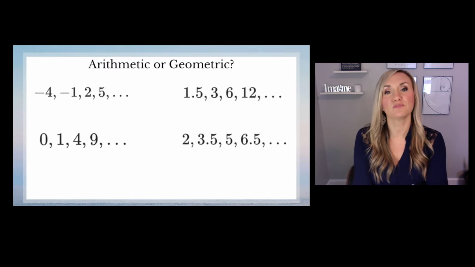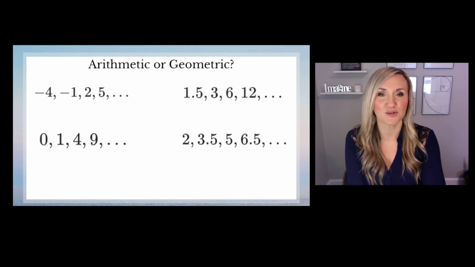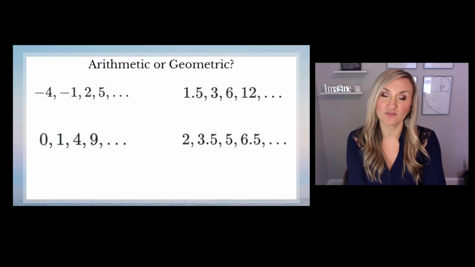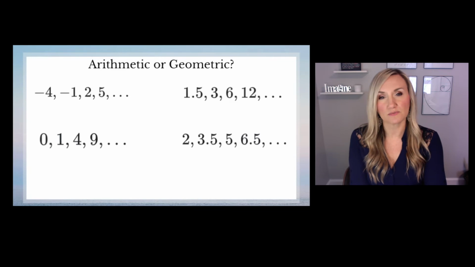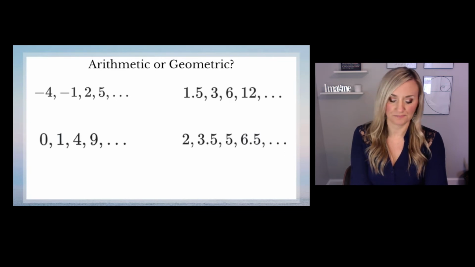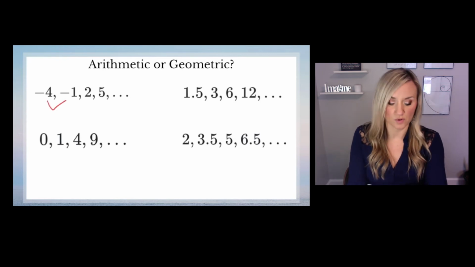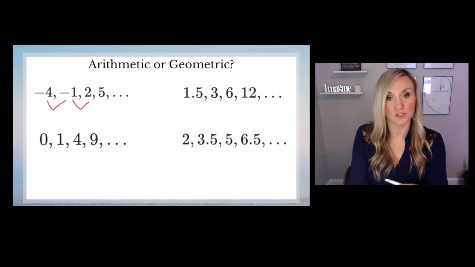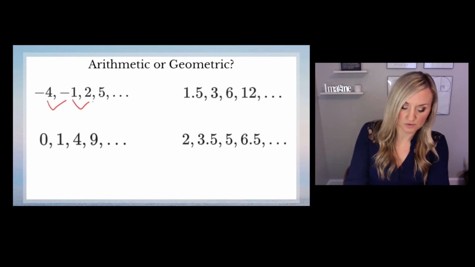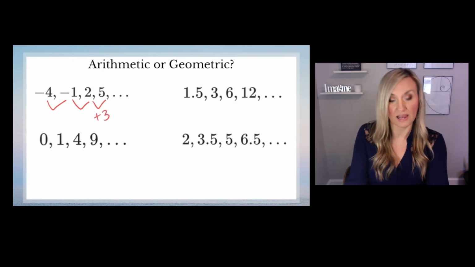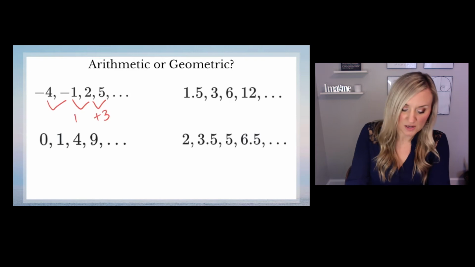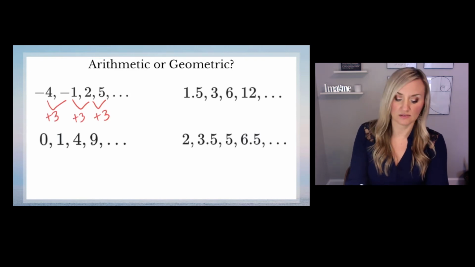I'm moving forward to the last slide today, kind of short notes. Can you take a look at these 4 and determine, is it arithmetic or geometric? How are these sequences growing? Let's take a look at the first one. -4 to -1, -1 to 2, and 2 to 5 looks like we're adding 3 each time. So if we are adding 3 each time, this means that this sequence is arithmetic.